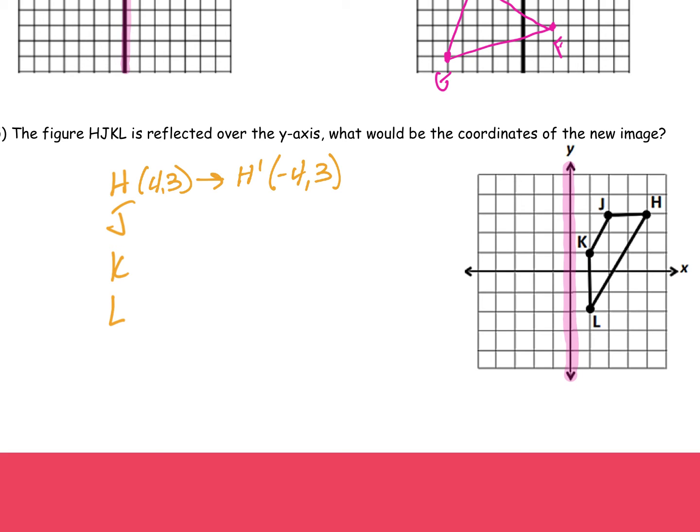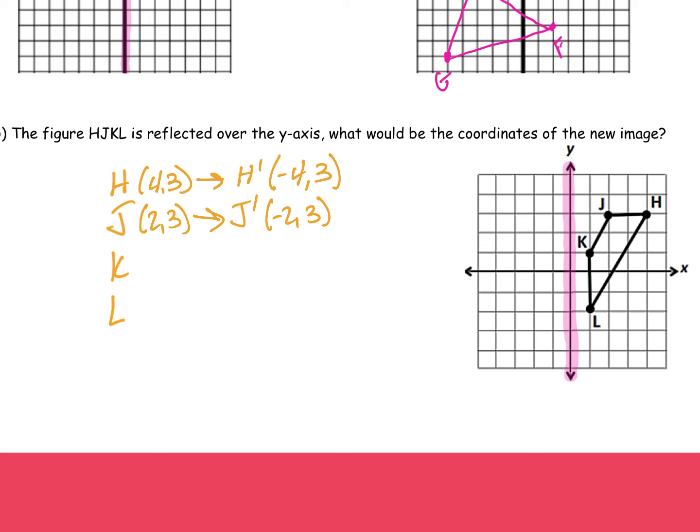Okay, so J is located where? 2, 3. So if I reflect it to J prime, where would that be at? -2, 3. Beautiful. Since it doesn't say I have to graph it, I'm not going to graph it. They put the graph on there so it would help you guys, right?